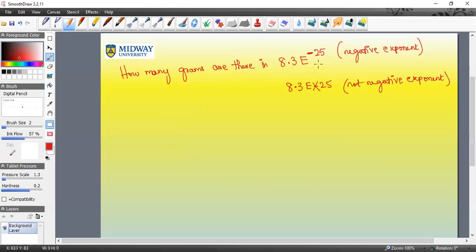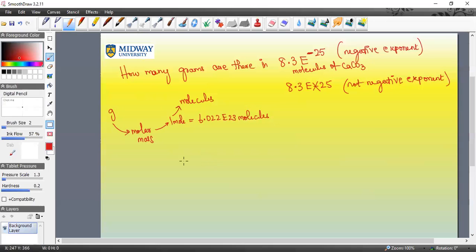Now, if you were to solve this for calcium carbonate, how many grams are there in 8.3 e to the negative 25 molecules of calcium carbonate? You write your given information. Again, the sequence is grams, and you go to molar mass, and then you go to 1 mole equals 6.022 e to the 23 molecules. These are the conversion steps, and that'll lead you to just molecules.